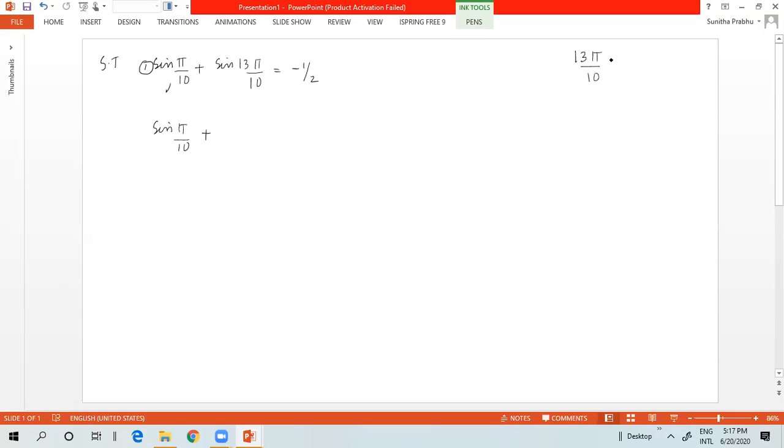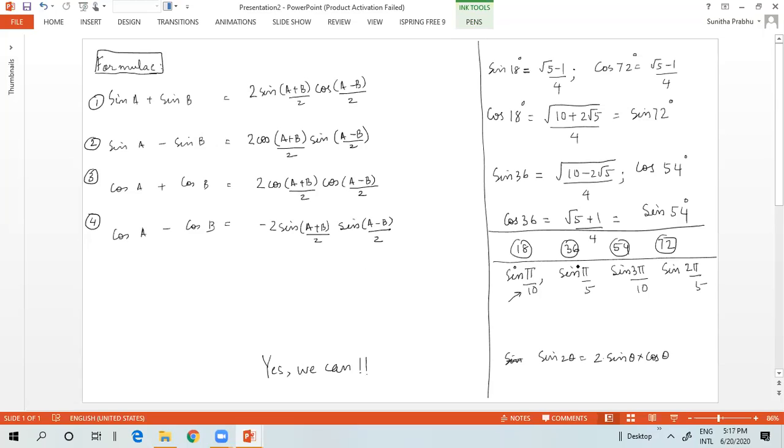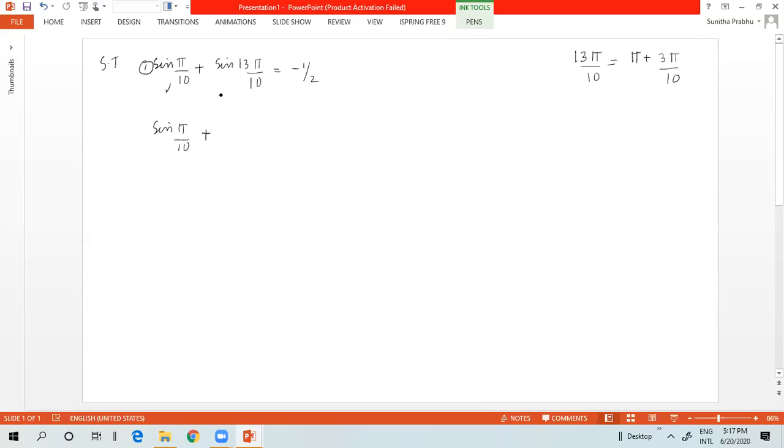So we divide 13 pi by 10, then we get pi plus 3 pi by 10. Because if I divide, I'll get 1 and 3 by 10. That means pi plus 3 pi by 10. So now I go back and check. Do I have 3 pi by 10 with me? Yes, 3 pi by 10 is also available. That is 54. Sine 54, I have a value, right? So now with this, I can solve my sum.